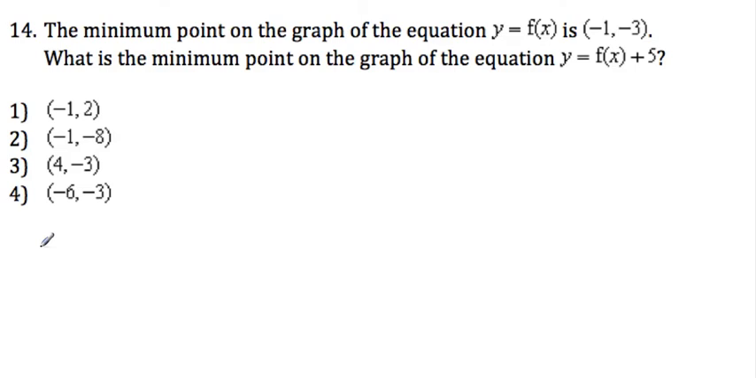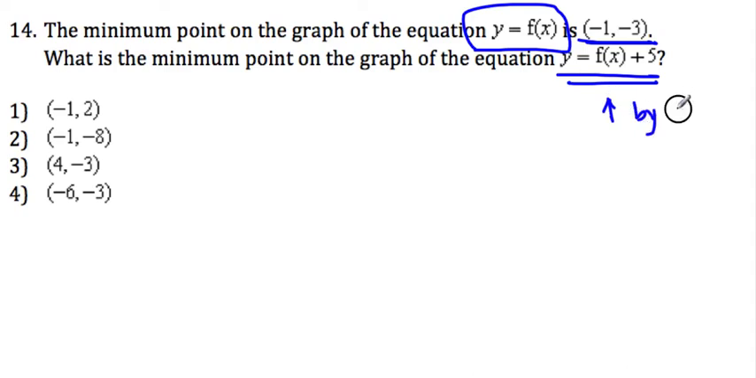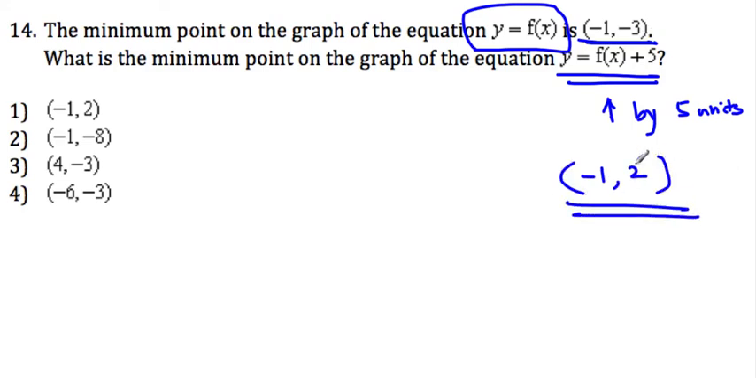Number 14. You see the minimum point on the graph used to be this one. When x was equal to -1, y happened to be -3. What is the minimum point on the graph now? If you look from the original expression to the new equation, what happened? We end up having 5 added to the expression. The fact that 5 has been added means it moved up by 5 units. That means our lowest point used to be -3, but it has moved up by 5 units. That means that exact point would be -1, comma, adding 5 to -3, which is equal to 2. So that will become our new minimum point, which is choice 1.